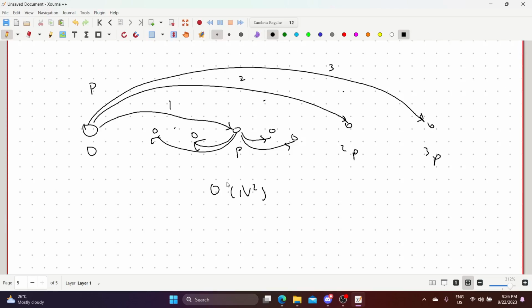But this is too slow, so we need to use small versus big. This method will work if P is more than or equal to square root n. The reason why this works is that if P is more than or equal to square root n, then we'll do it up to at most square root n times P. So this means that you only have square root n edges.